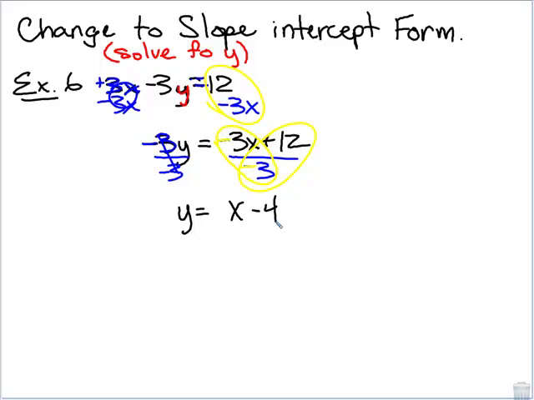That tells us we have a slope of 4. Whoops, not of 4. We have a slope of 1 and a y-intercept of negative 4.